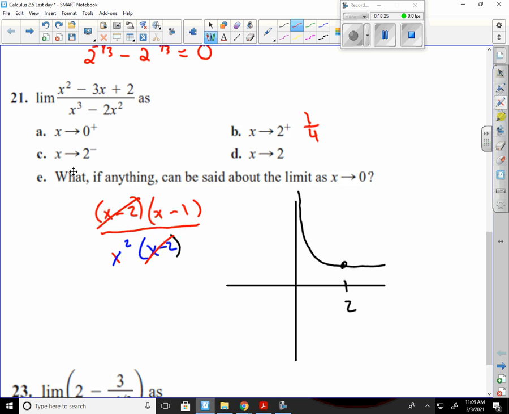If I'm looking at it from the left-hand side, it would be the same thing. It's just going to be 1/4. Since it's the same from the left and from the right, our limit exists right there. It's going to be 1/4. Then it says at this point, what if anything can be said about the limit as x approaches 0? We don't know anything from the left-hand side, but if I was to graph this, I would see that there really is nothing on the left-hand side, and so it's going to be going to negative infinity.